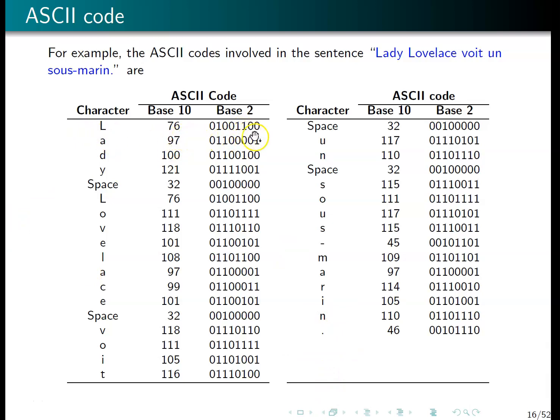Capital L is 76, and in base 2 this is what we obtain. Small a is 97, and here's what we obtain in base 2. Each ASCII code in its base 2 representation is written with 8 characters, which is why they all begin with a 0. If we fill all 8 with ones, that gives the number 255, and there are fewer than 255 keys on the basic English computer keyboard. So 8 characters are enough to remember all the keys. Here's space, 32. For the smaller numbers, we need to add zeros in order to have a binary number that occupies 8 spaces.